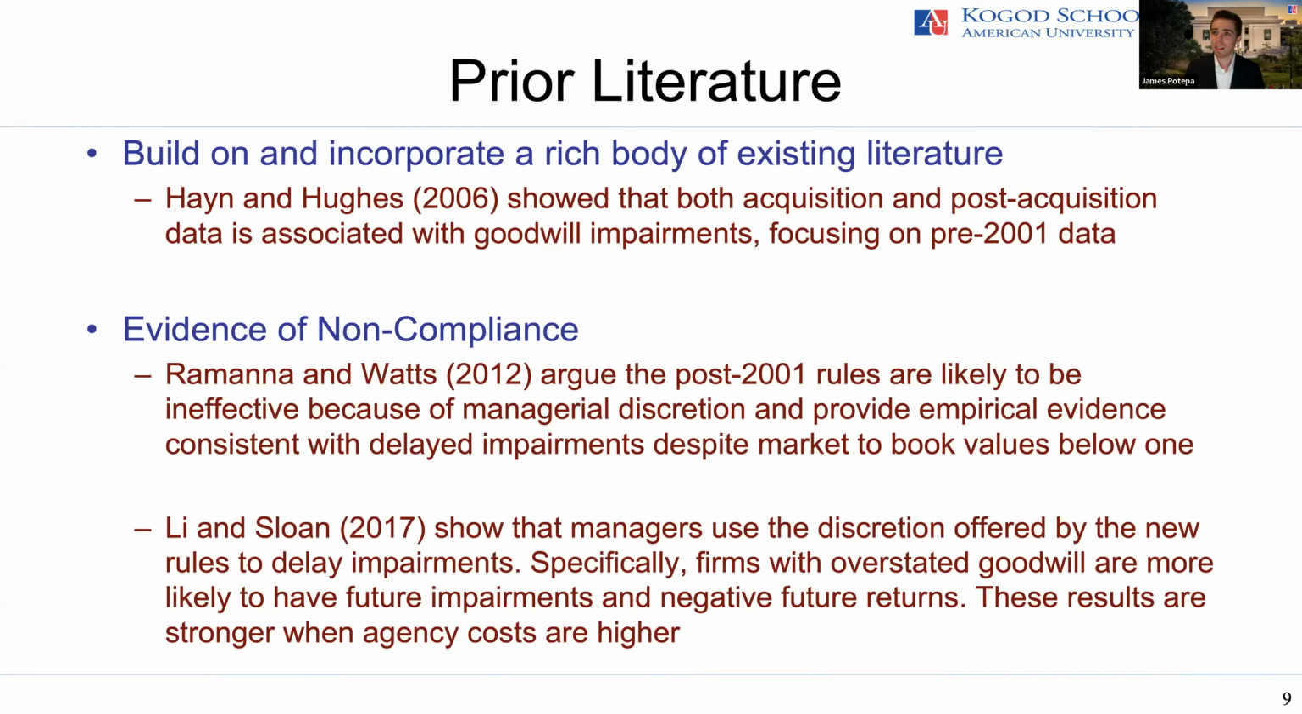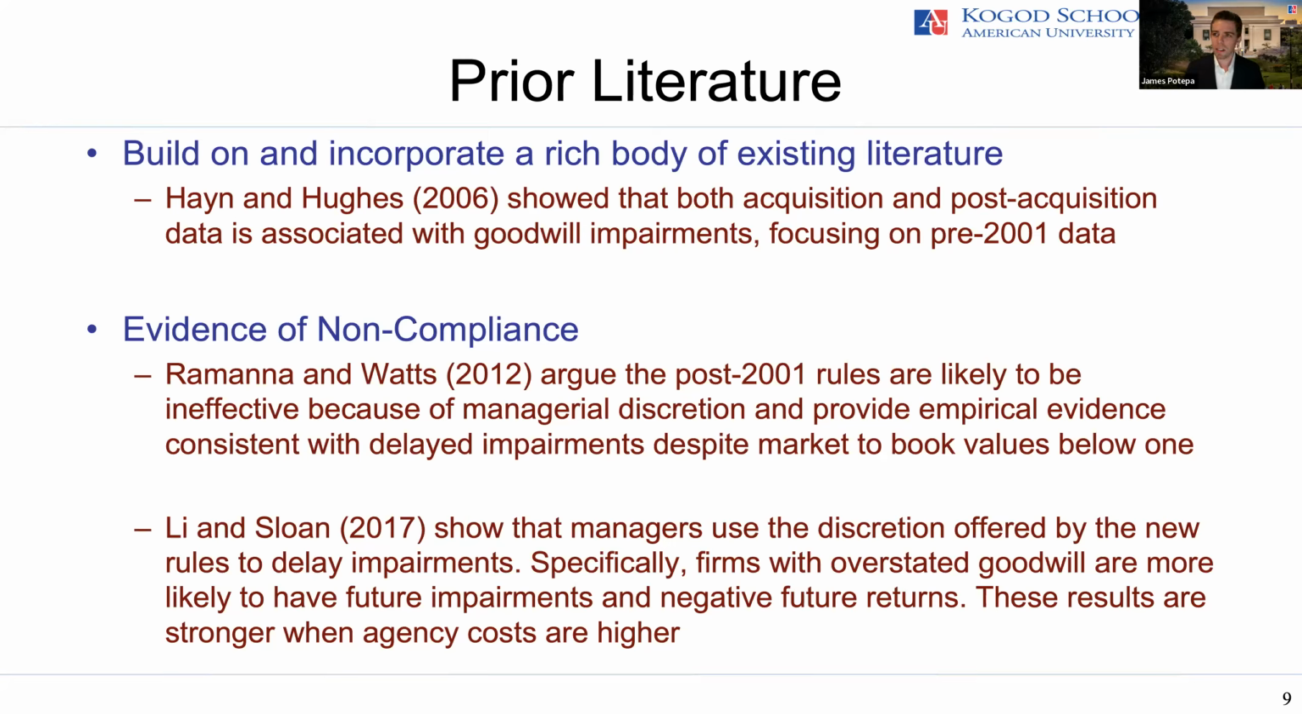In terms of evidence of noncompliance with our current set of rules, so kind of 142 or whatever it's been relabeled as under the new codification, we have Ramanna and Watts 2012, and they have a really neat paper that argues that the post-2001 rules are likely to be ineffective because of managerial discretion. And they provide some empirical evidence consistent with delayed impairments despite market to book below 1. So they're arguing if you have multiple periods where your market to book is below 1, you must be doing something wrong because the market's telling you that you need to impair.